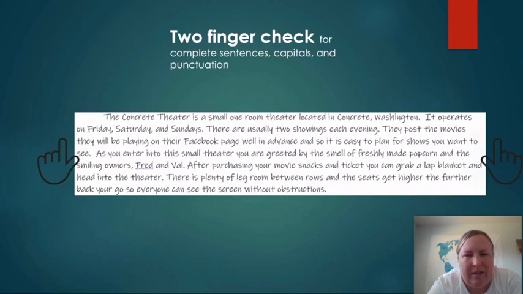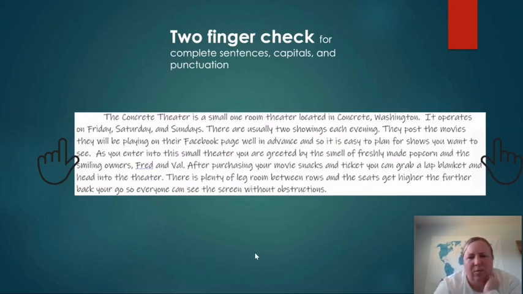That seems okay to me. It operates on Friday, Saturday, and Sundays. Okay. There are usually 2 showings each evening. Yeah, that's okay. I could probably explain a little bit more on that if I wanted to, but it's all right. Okay, and then they post the movies they will be playing on their Facebook page well in advance, so it is easy to plan for the shows you want to see.